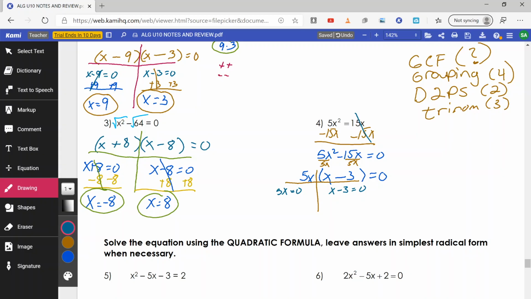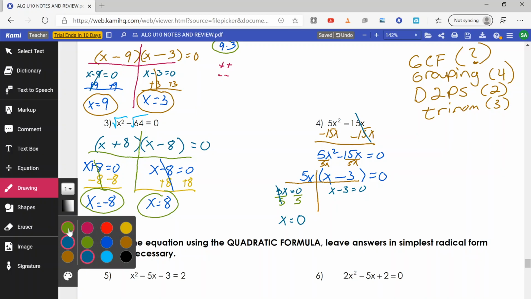So to solve for x, 5 times x, I do the opposite. So opposite of multiply is divide, and we're going to divide both sides by 5. So 5 divided by 5 cancels out, leaves me with x equals, and then 0 divided by 5 is nothing more than 0. So there's one possible answer, 0.